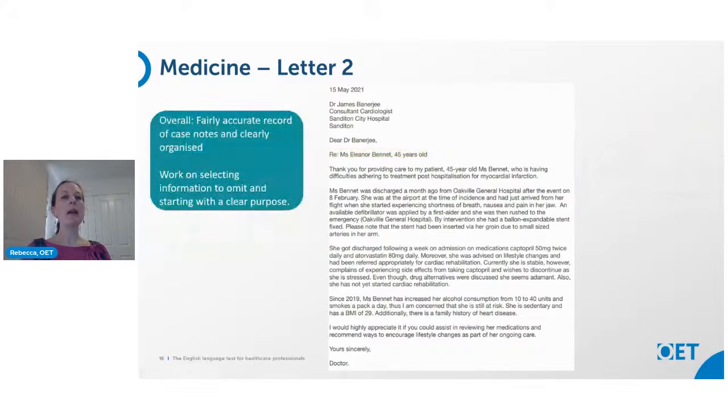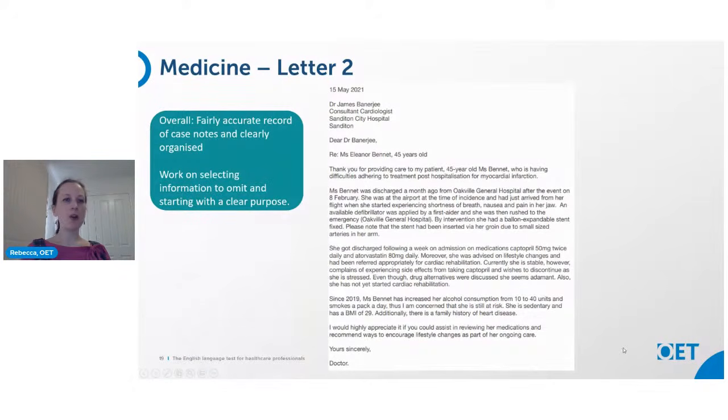So overall, the main details from the case notes have been provided fairly accurately and organized into sections that are generally on one topic, and the language is generally appropriately formal too. But the area that I would recommend Janice work on is selecting which information to omit. The table that I showed you at the start will help with this, and make sure that she starts the letter with a clear explanation of why she is writing.